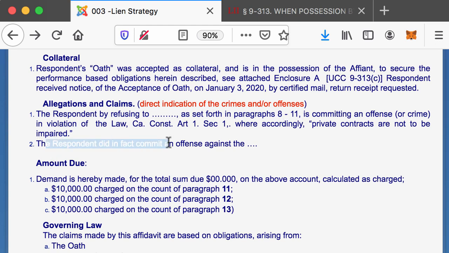And paragraph 12 is an allegation. This is $10,000 based off of this allegation, another $10,000 charge based on whatever allegation.